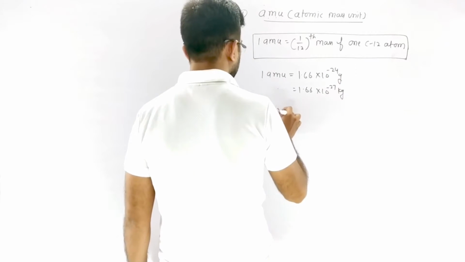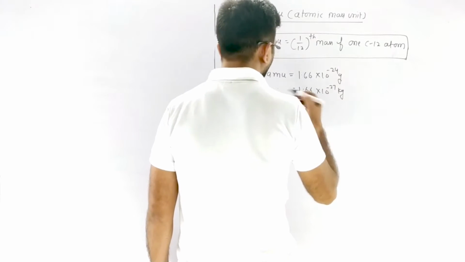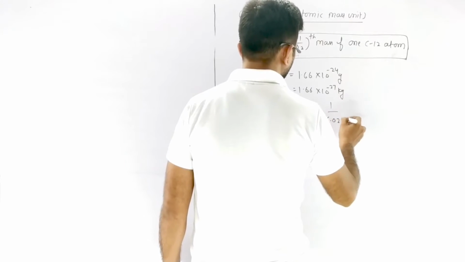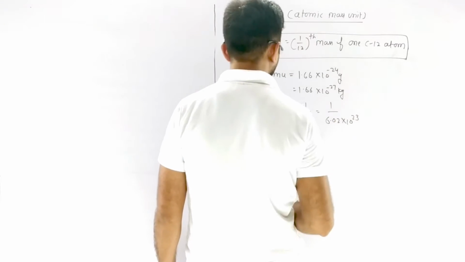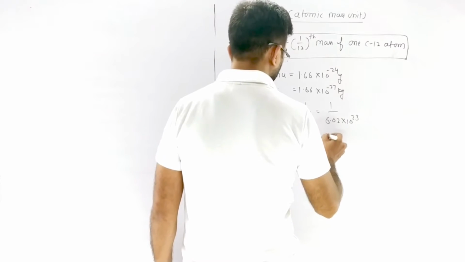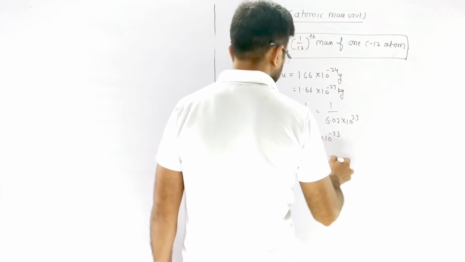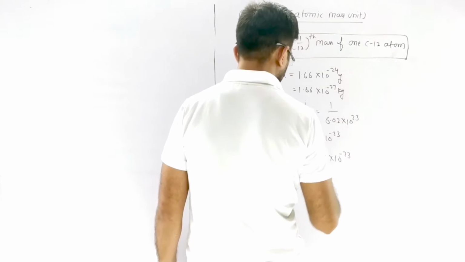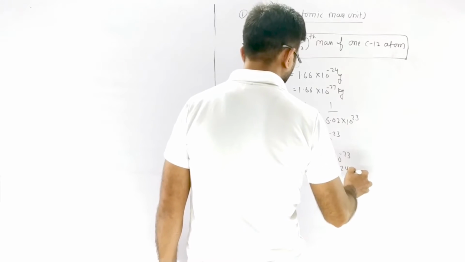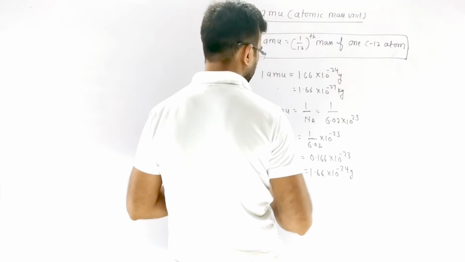Sometimes it is also represented that 1 AMU is equivalent to 1 upon Na, or Avogadro constant, because we know that Na is 6.02 into 10 to the power 23. If we solve 1 upon 6.02 into 10 to the power 23, on solving we get 0.166 into 10 to the power minus 23, or we write 1.66 into 10 to the power minus 24 gram. So we also represent that 1 AMU is equivalent to 1 upon Na.